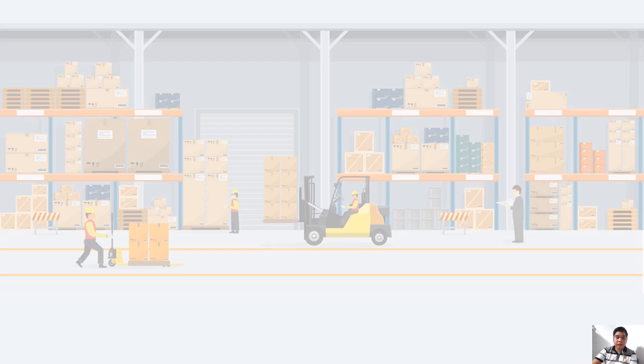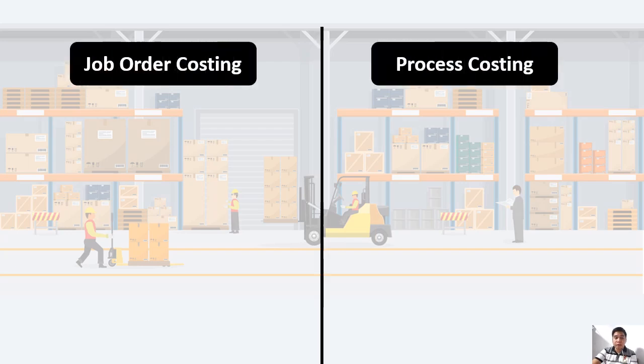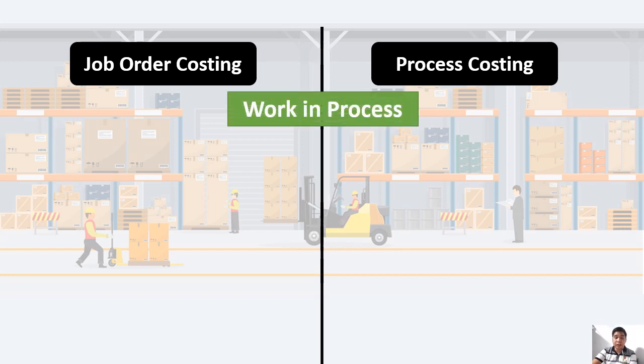Okay, since we already discussed the similarities between job order system and process costing, let's now proceed sa kanila namang differences. Actually, one of the major differences of job order costing system from process costing is the maintenance of the work in process inventory account. Although, as we discussed sa prior slide, yung inventory flow natin ay parehas lang for both methods.